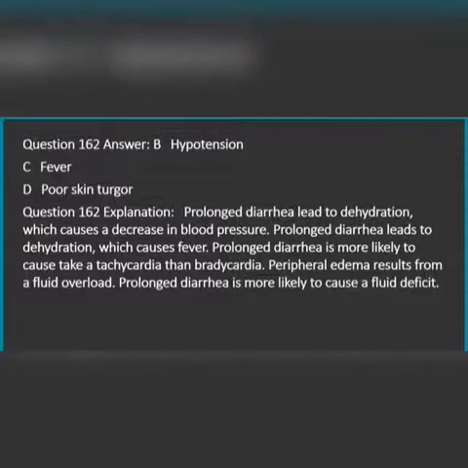Question 162. Explanation: Prolonged diarrhea leads to dehydration, which causes a decrease in blood pressure. Prolonged diarrhea leads to dehydration, which causes fever. Prolonged diarrhea is more likely to cause tachycardia than bradycardia. Peripheral edema results from a fluid overload. Prolonged diarrhea is more likely to cause a fluid deficit.